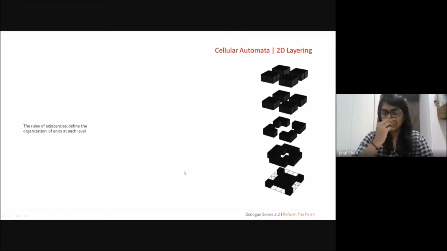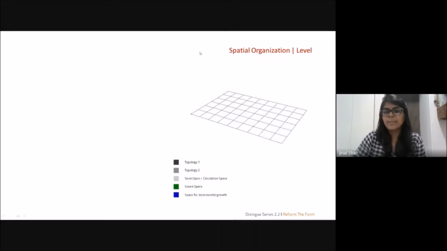Now to further look at how these units could be organized at each level, the concept of cellular automata was explored and understood. In this concept, by defining certain rules of adjacencies, like how two units can come next to each other, each floor can be designed and analyzed further. So I will just give you an example.